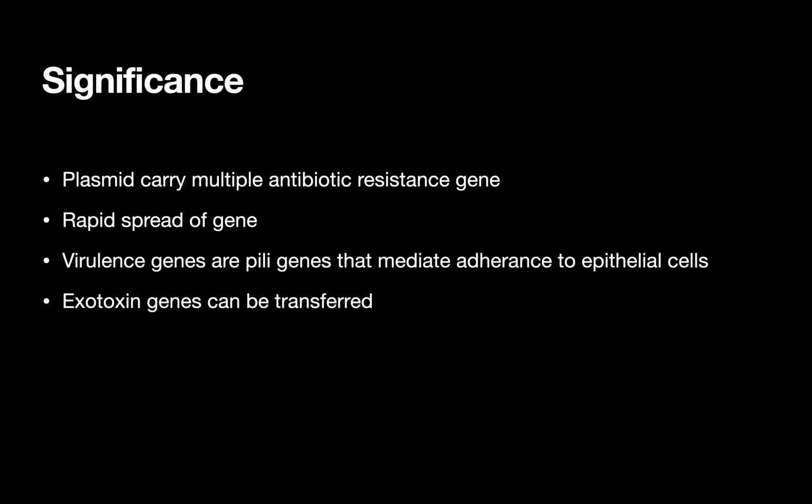Okay, so why are the plasmids important, right? So the plasmids will carry antibiotic resistant genes. They may be successful, they may not. It's kind of like the evolutionary arms race, right? So it's just useful for the bacteria to have in its back pocket. That's why it's transferred over. The virulence genes are going to be the pili genes that mediate the adherence to the epithelial cells, and it's going to help the exotoxin genes to be transferred.